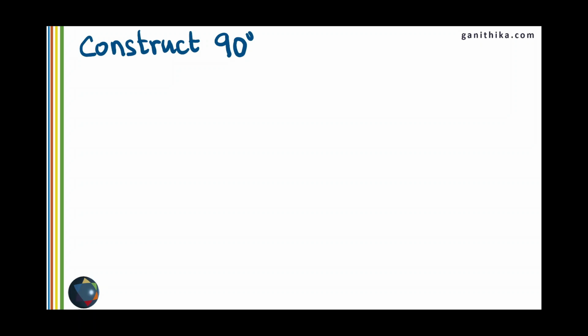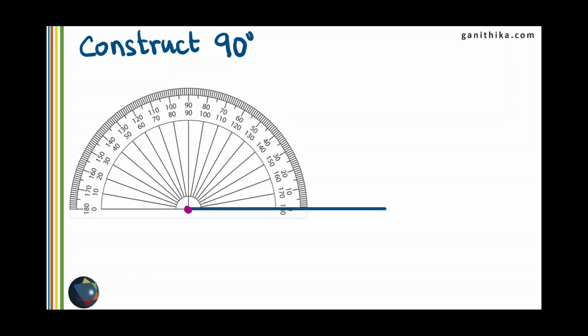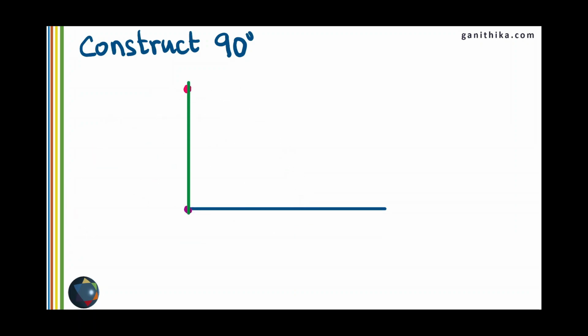Now, let's construct 90 degrees and see what angle it is. Make the baseline of any measure. Mark the vertex. Align the protractor on the vertex and the baseline. Look for the 0. From 0, count 90 degrees and it stops here. Mark at 90. Join the vertex and the marked point, and therefore the angle that you have made is 90 degrees.